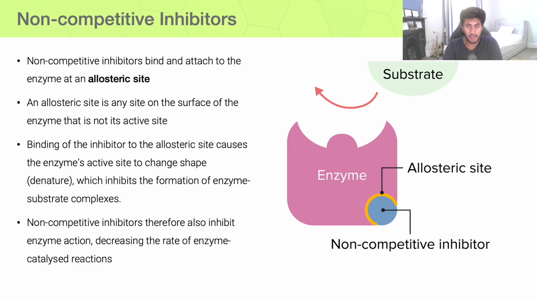Non-competitive inhibitors, on the other hand, bind and attach to enzymes at a site called the allosteric site. An allosteric site is basically anywhere on the surface of an enzyme excluding its active site. So basically anywhere that's not the functional active site of the enzyme. Binding of the inhibitor to the allosteric site causes the enzyme's active site to change shape. So again, it denatures, and this inhibits the formation of enzyme-substrate complexes. Non-competitive inhibitors therefore also inhibit enzyme action, thus decreasing the rate of enzyme-catalyzed reactions.